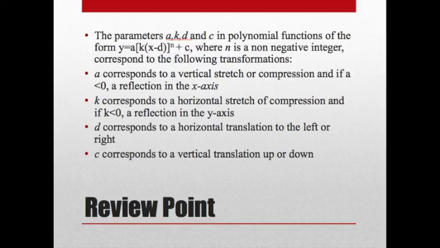The parameters a, k, d, and c in the polynomial function of the form y equals a times (k times (x minus d)) to the power of n plus c, where n is a non-negative integer, correspond to the following transformations. A corresponds to the vertical stretch or compression, and if a is less than 0, a reflection in the x-axis. K corresponds to the horizontal stretch or compression, and if k is less than 0, a reflection in the y-axis. D corresponds to horizontal translation to the left or right. C corresponds to vertical translation up or down.